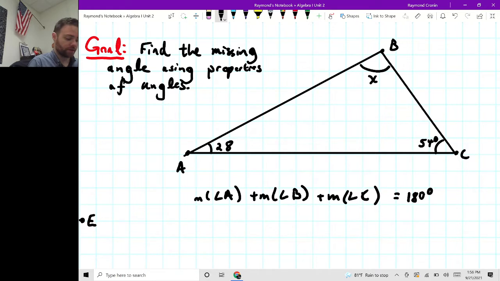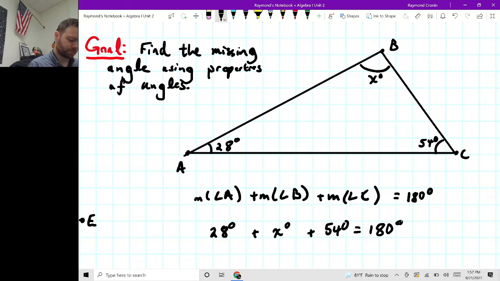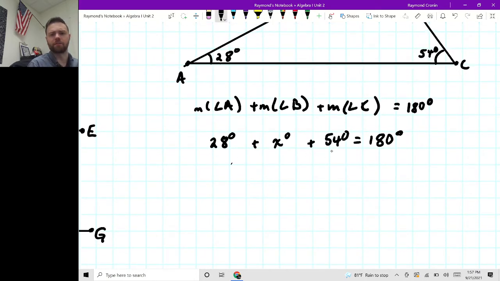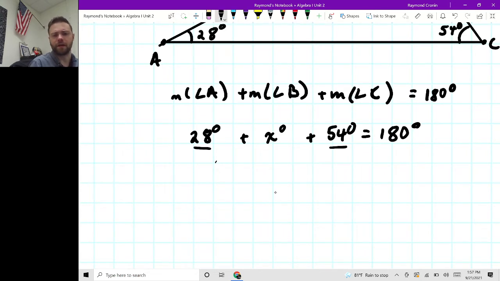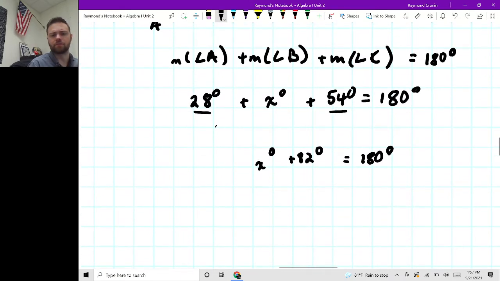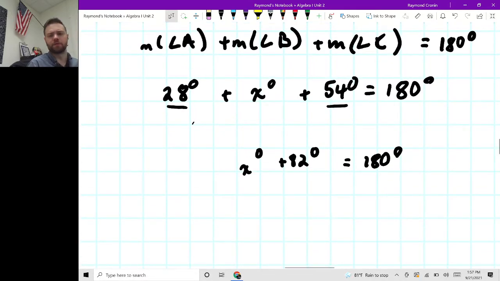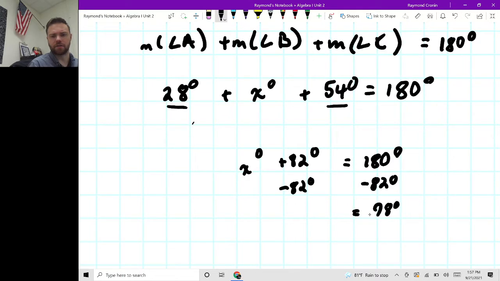Measure of angle A we've got is 28 degrees. So I've got 28 degrees plus the measure of angle B, which is X degrees. And then the measure of angle C is 54 degrees. So when I combine like terms on this left-hand side, I've got 28 and 54. So 8 plus 4 is 12, 5 plus 2 is 7, so 82. So X plus 82 equals 180 degrees. So I'm going to subtract 82 degrees from both sides of this equation, and I get 98 degrees.